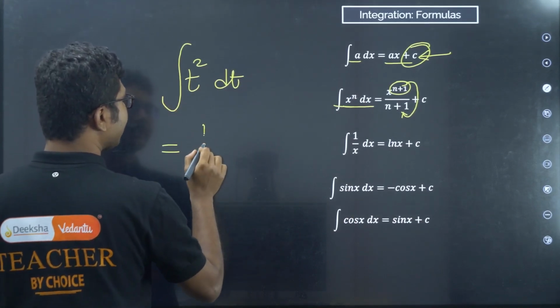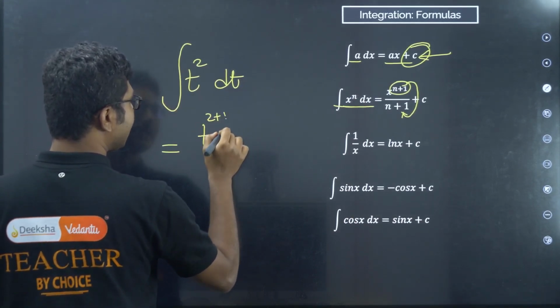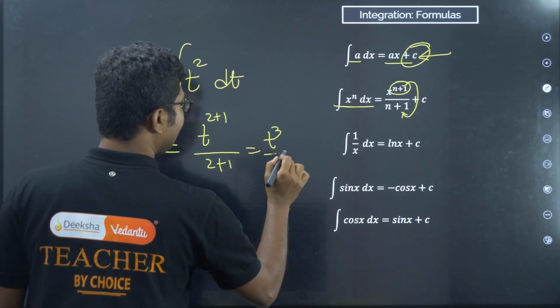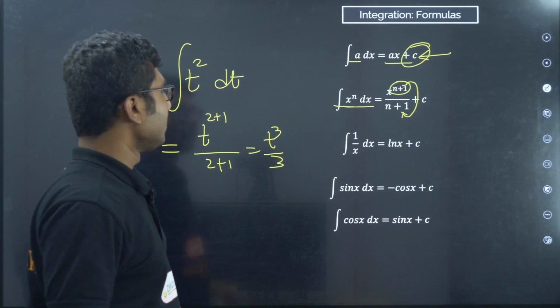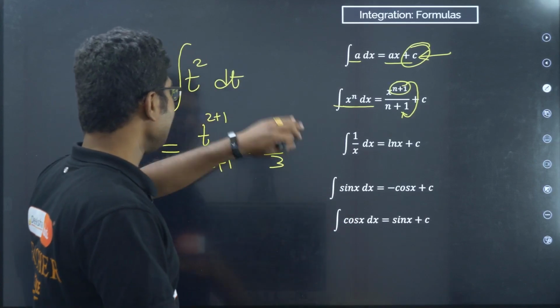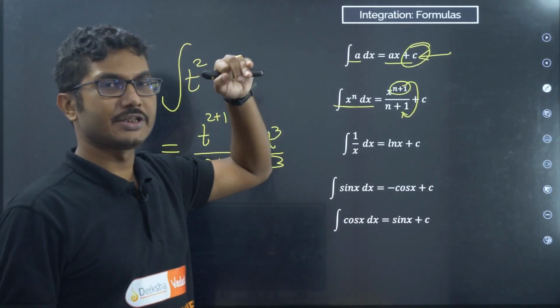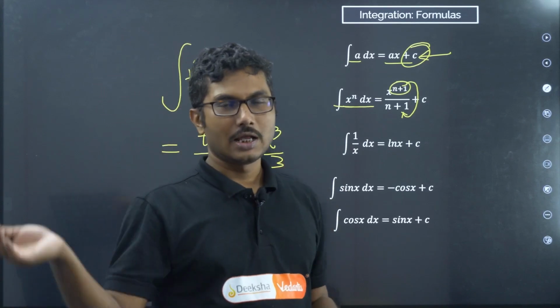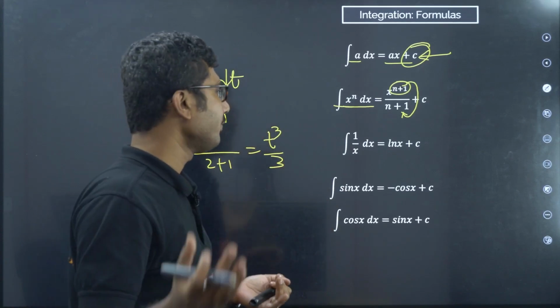You will get t square means 2 plus 1, that is 3, divided by 2 plus 1, that is 3, so t cube by 3. Okay. So, unlike differentiation, integration is increasing. In differentiation the power decreases, in integration it increases. Basically they are opposite to each other. So integration is basically the opposite of differentiation.